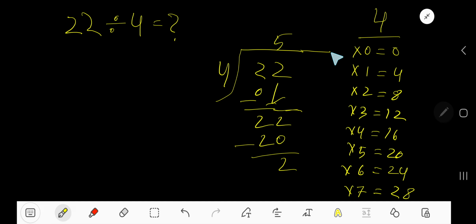If you want to write your answer in decimal form, then put a decimal here and add a number of zeros. Bring down the first 0. Before the 0 there is a decimal. The decimal must come into the quotient directly.